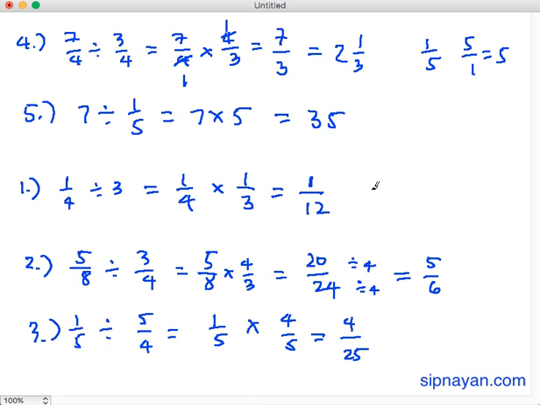Okay, so mostly ang pinag-aralan natin dito ay whole numbers tsaka proper and improper fractions. So ang susunod na pag-aaralan natin, paano ba mag-divide pag may kasama na tayong mixed numbers.